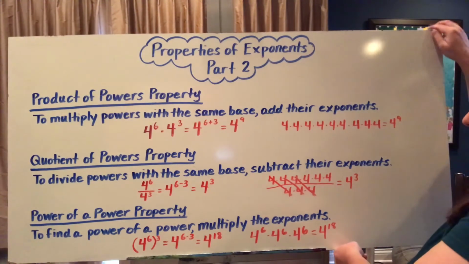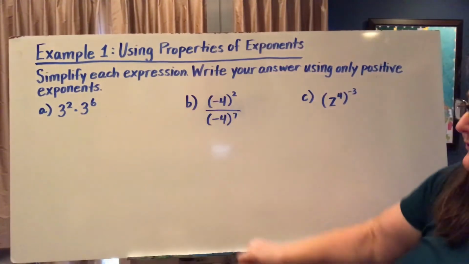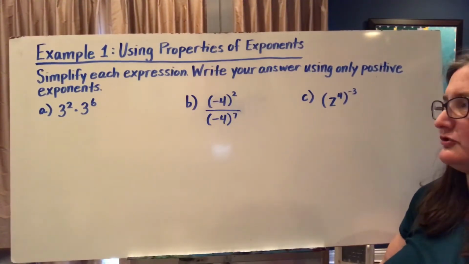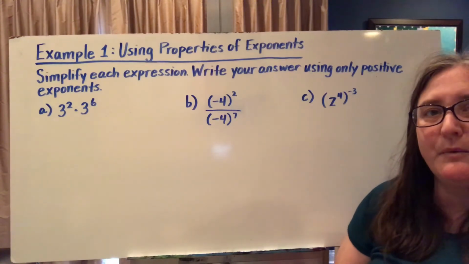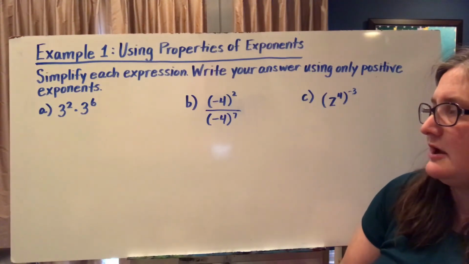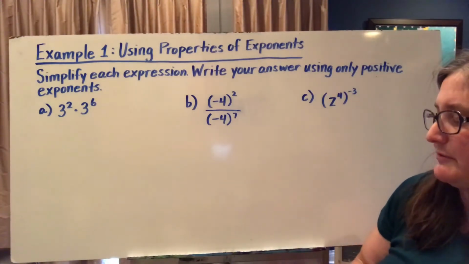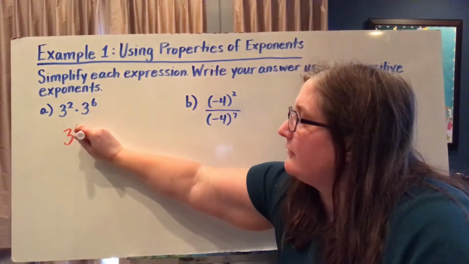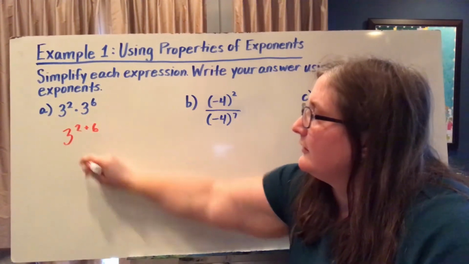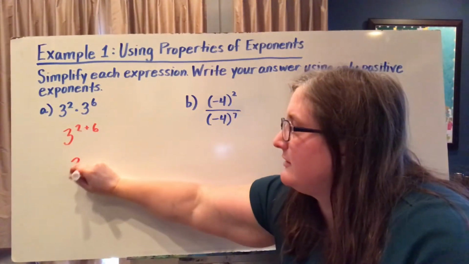So let's take a look at some examples. Let's say we're asked to simplify each expression and write our answer using only positive exponents. And we want to use our shortcuts. So here we have the same base, 3 to the 2nd power times 3 to the 6th power. Well, my shortcut is I'm just going to add the exponents. So 3 to the 2 plus 6 power is 3 to the 8th power.